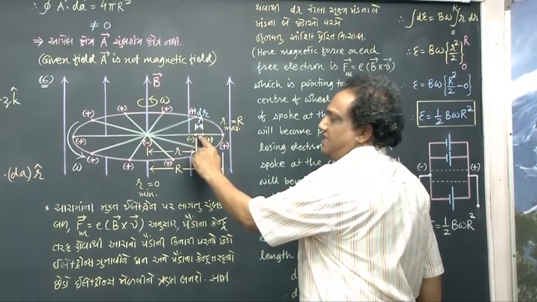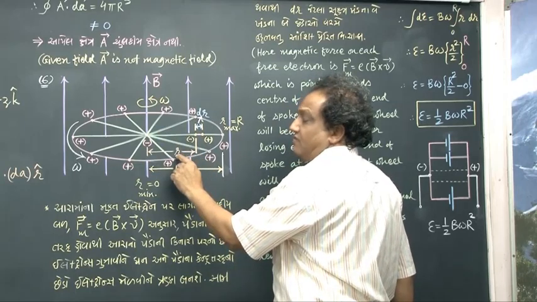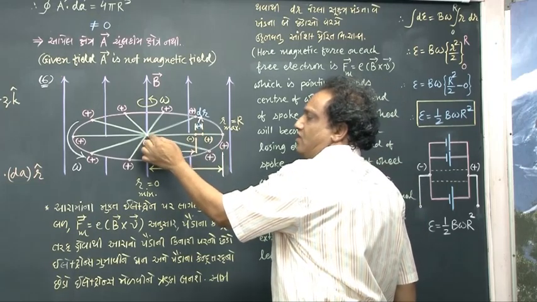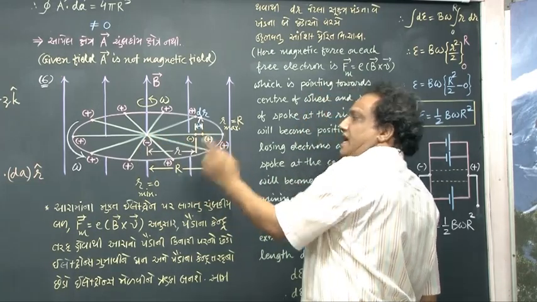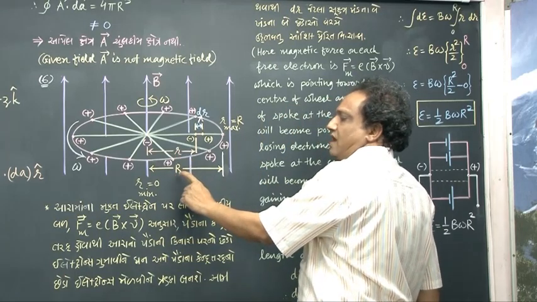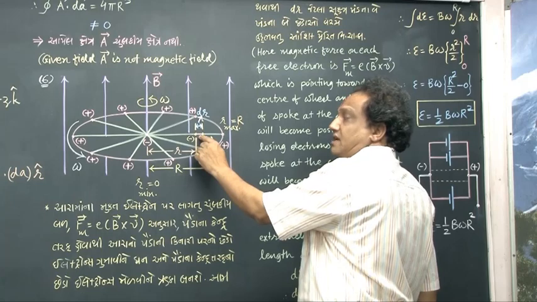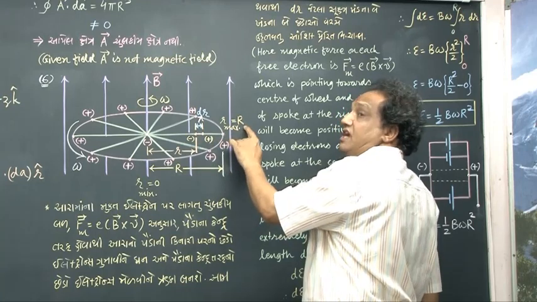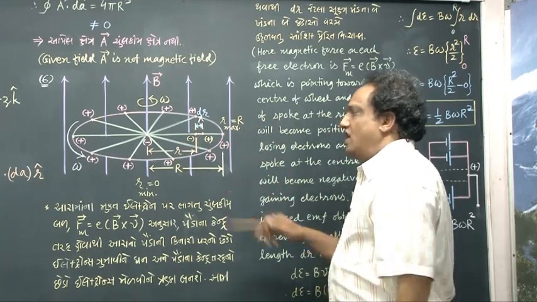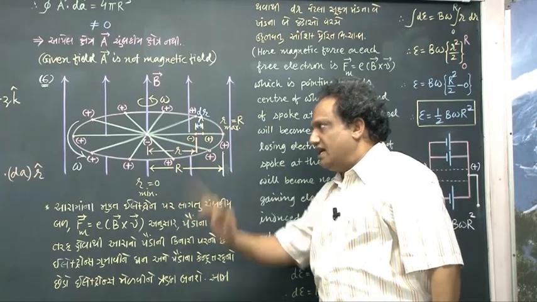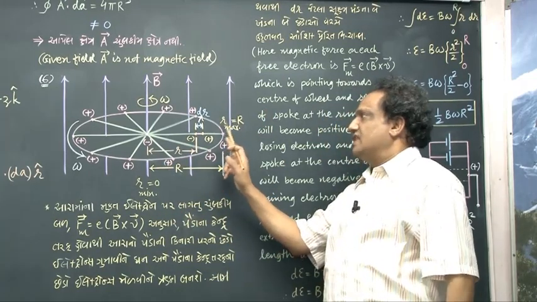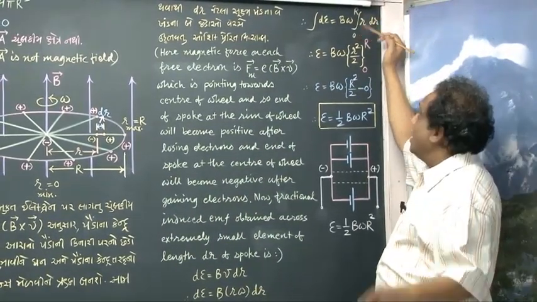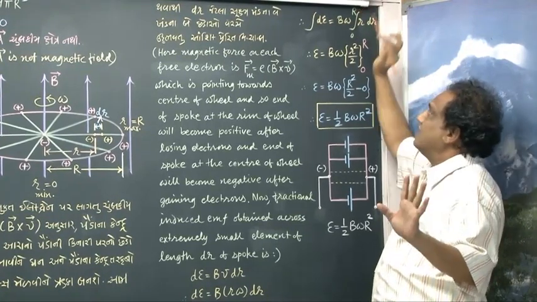If you choose this length element exactly at the center, then the minimum value of small r will be 0. And if you displace this length element and bring it to the rim, the maximum value of small r will be equal to capital R, the radius of the wheel. I mean to say the smallest value of small r is 0 at the center, and at the rim of the wheel its biggest value is capital R. That's why the lower limit is 0 and the upper limit is capital R.